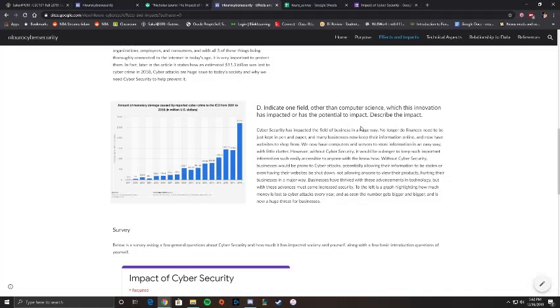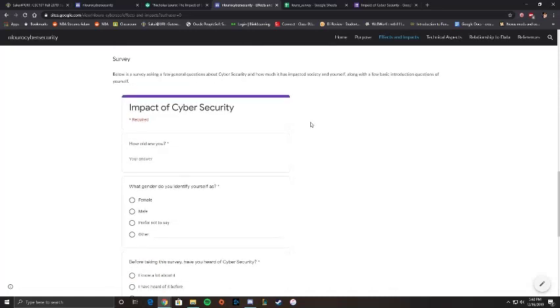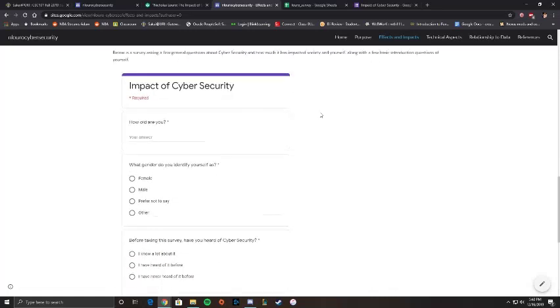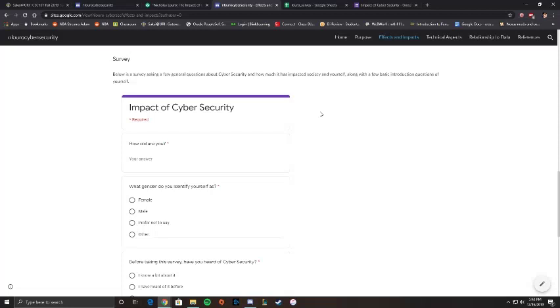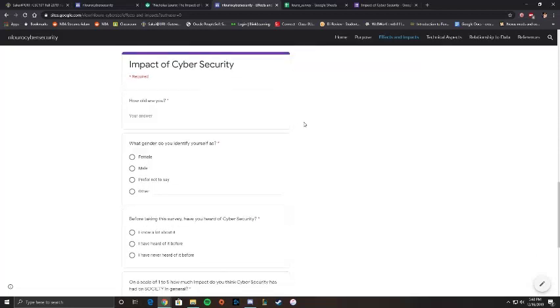So even with advances in cybersecurity, cyber attacks will still target businesses. As you can see in this graph here, money lost caused by cybercrime has gone up since the 2000s. And right here is the survey I created. It's about the impact of cybersecurity. It's just a bunch of basic questions.